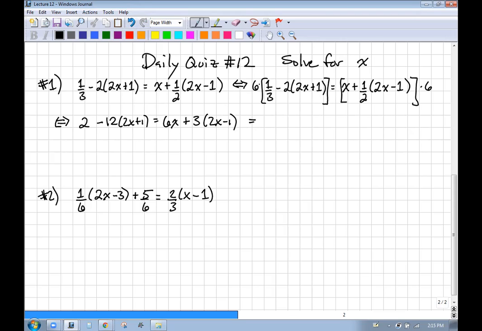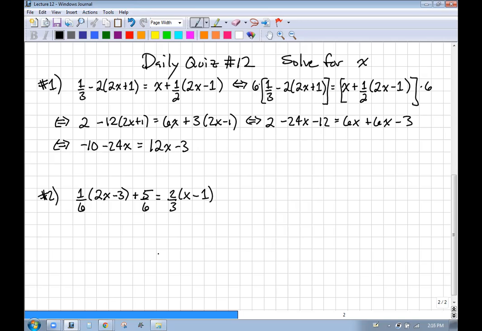Now let's get rid of these parentheses. 12 times 2 is 24. And 12 times 1. 3 times 2 is 6. And 3 times 1 is 3. So now we can combine like terms. 2 minus 12 is -10. 6x and 6x, so there's 12 x's.